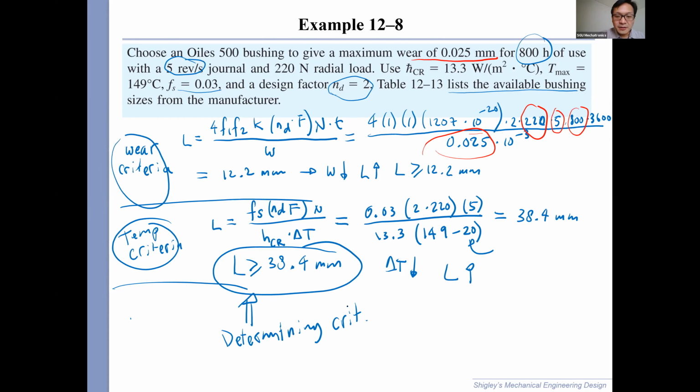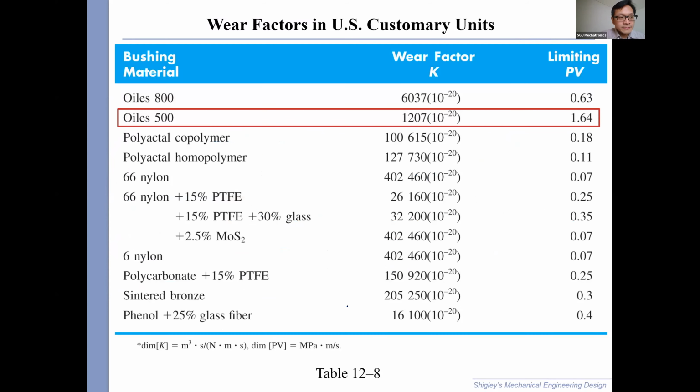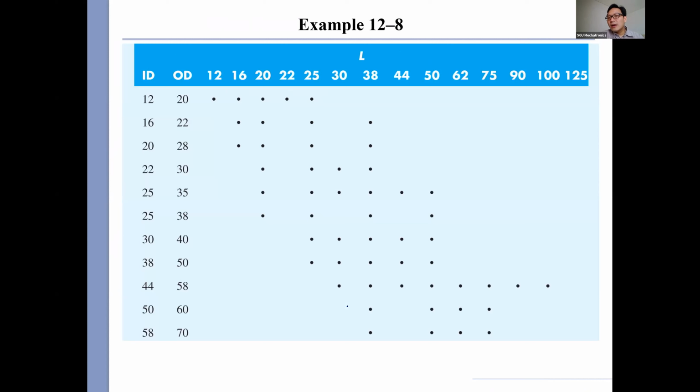If this is the determining criteria, then we are going to choose our L from this table. So now my L has to be greater than 38.4. I wouldn't choose 38, I guess. I'm going to go with 44. Can I use 50? Sure, right?